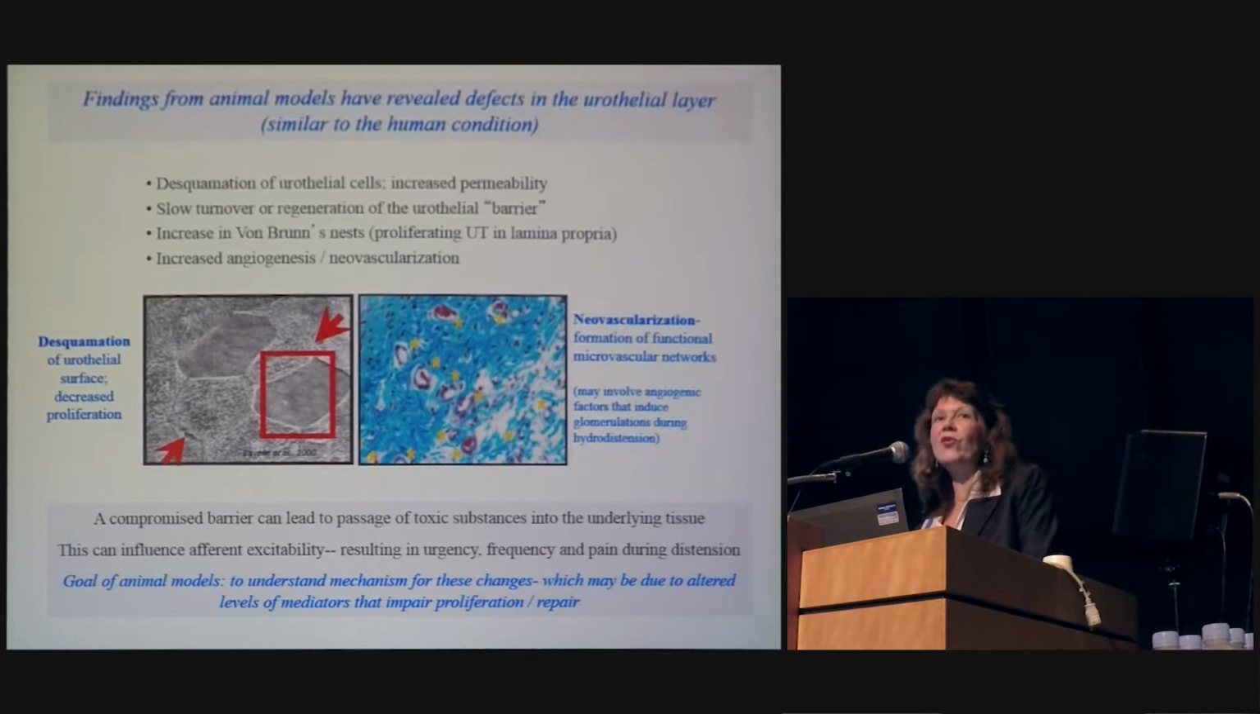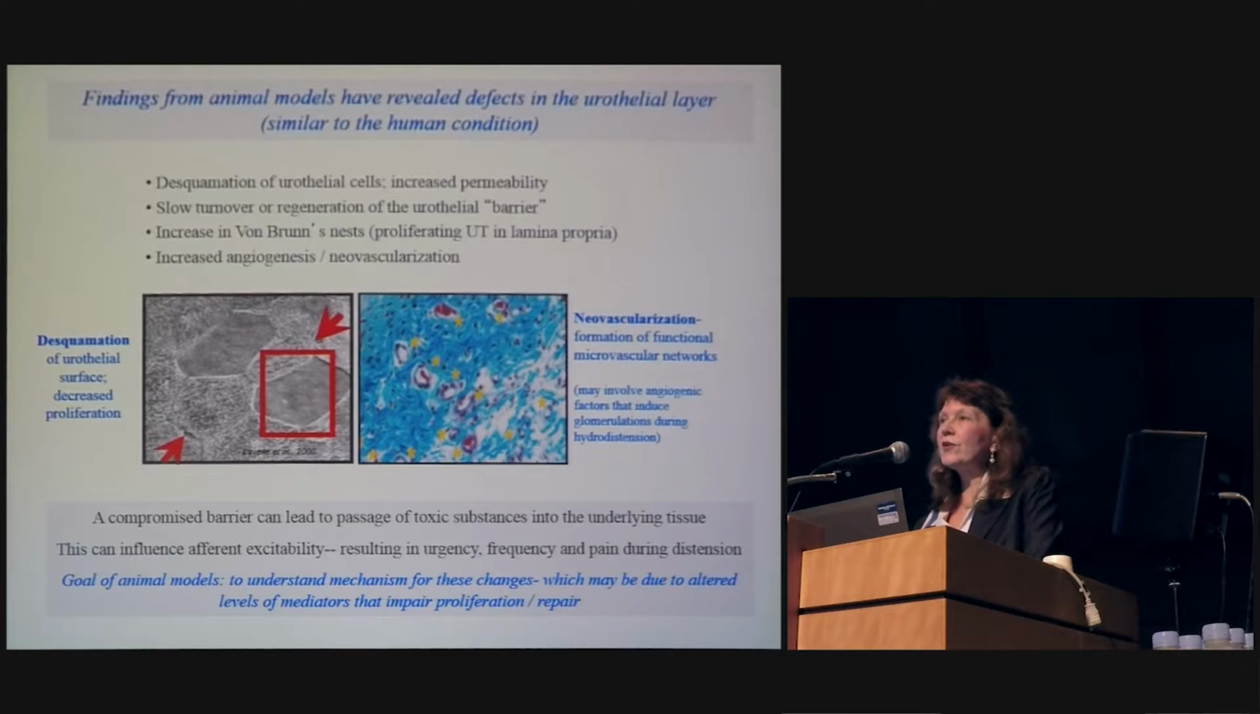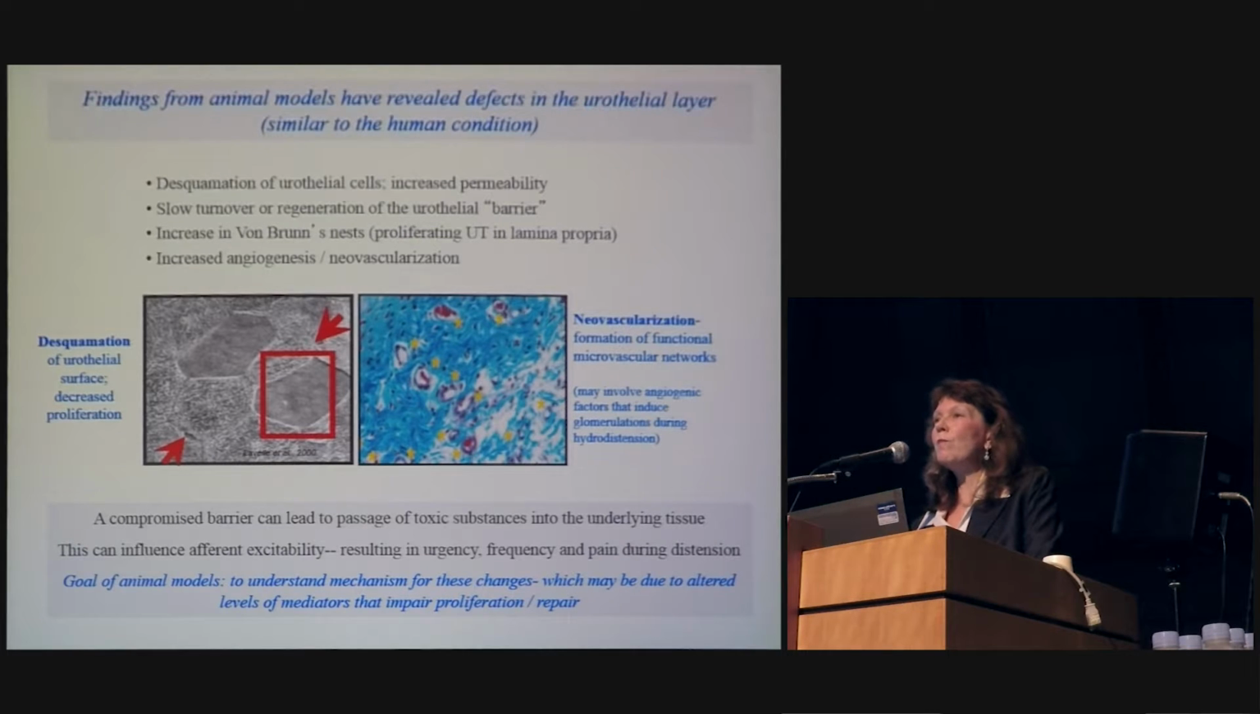So anytime you have this kind of dysfunction, this leads to a compromised urothelial barrier, which can lead to an increase in toxic substances penetrating this barrier, gaining access to the underlying nerves, resulting in urgency, frequency, pain during distension. So the goal of a number of these animal models is really to understand the mechanism for these changes, which may be due to altered levels of mediators or factors that we believe impair proliferation and the ability to repair.